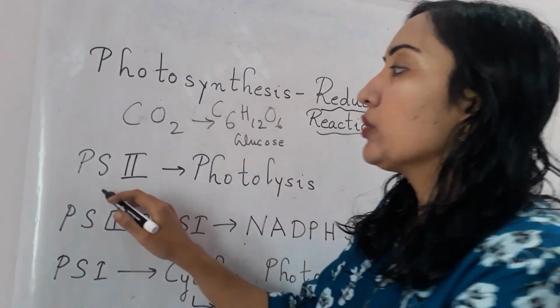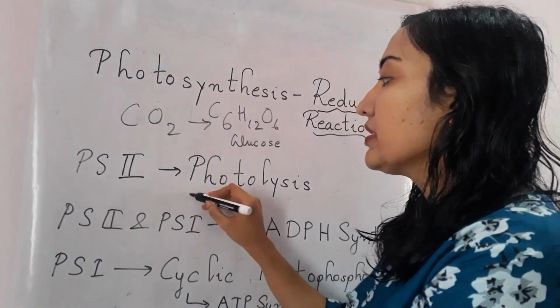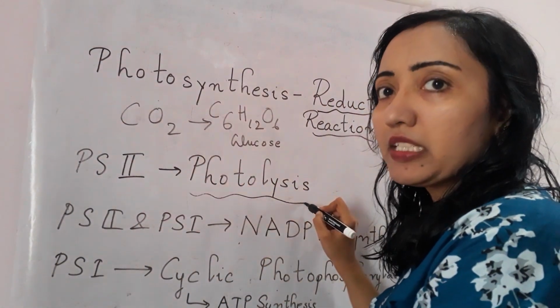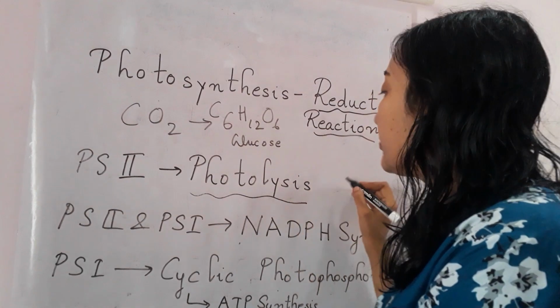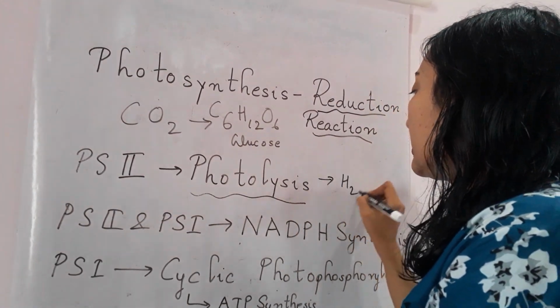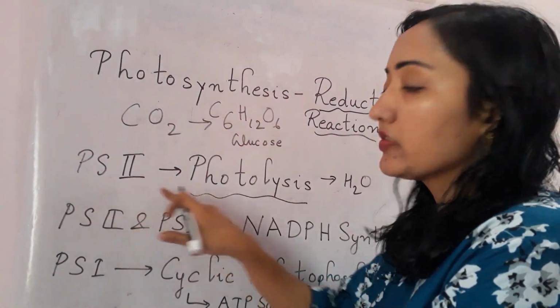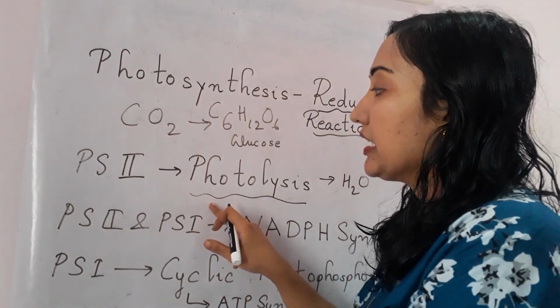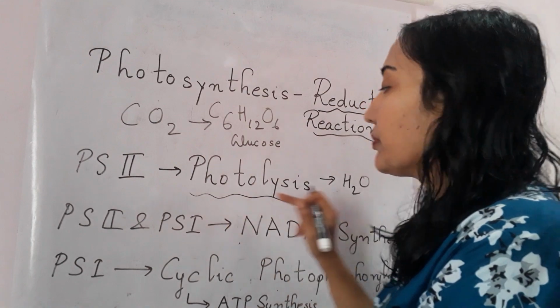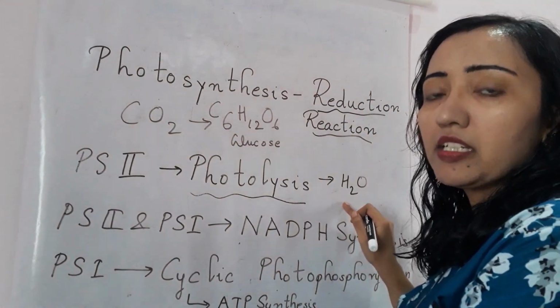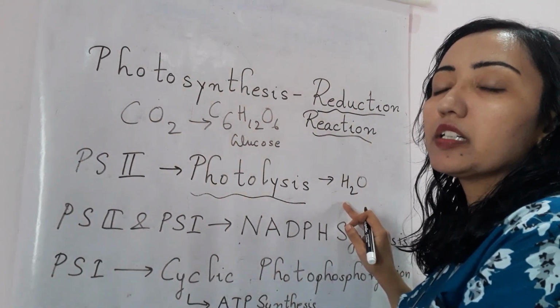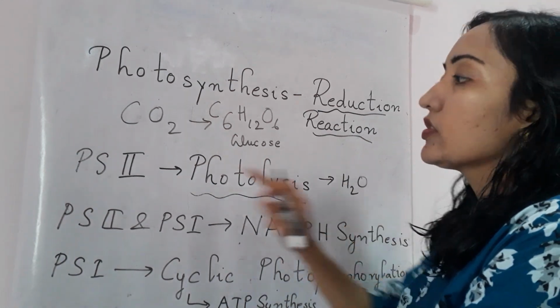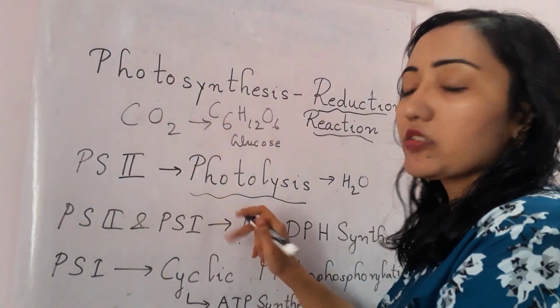So first of all, we know that in photosystem 2 what happens? Photolysis. This comes in light reaction. Photolysis is breaking of water. So photosystem 2 conducts photolysis when it is electron deficient. In the presence of light energy, water is broken down and oxygen is released. Hydrogen ions and electrons are released. So in photosystem 2, photolysis occurs.